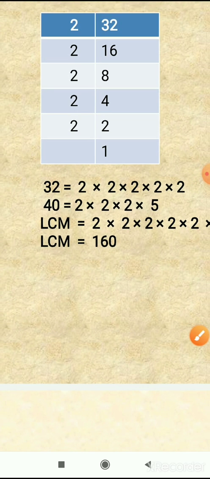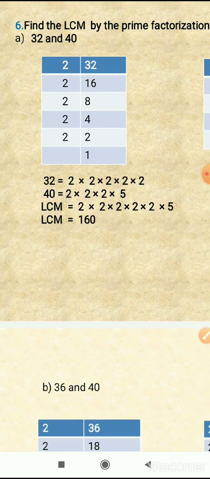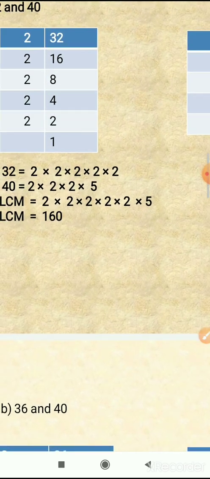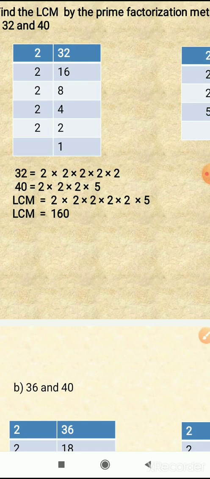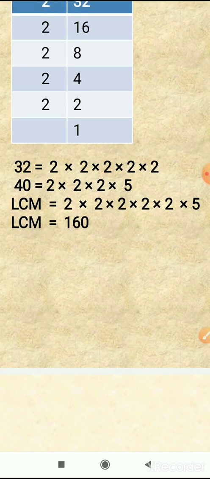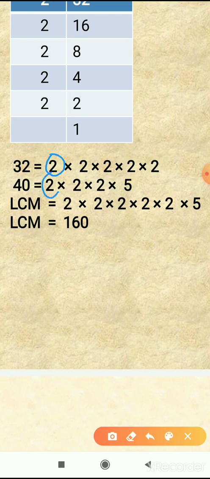Now we have to find out here LCM. Okay, so you have learned LCM means multiply common factors and uncommon factors. Okay, multiply common factors and uncommon factors. So first we will find the common factors between 32 and 40. Okay, so look here, common factors, we encircle them. 2. Okay, so we write here 2.